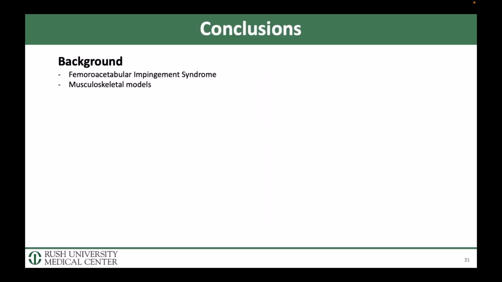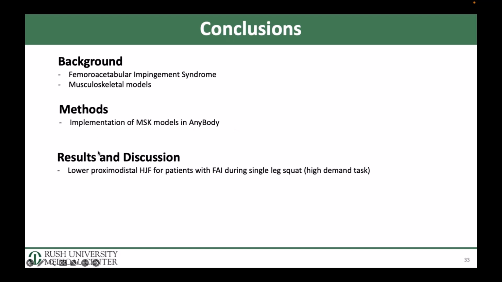Okay, so conclusions, let's summarize the key points. Background: we focused on a specific pathology, which is femoroacetabular impingement syndrome, and also a brief introduction of the methodology that was used for its study, so musculoskeletal models. Then the methods: we focused on the implementation of musculoskeletal models in AnyBody, delineating the whole pipeline that was followed in the current investigation. Then the results and discussion: here I just wanted to report the key point of the presentation.